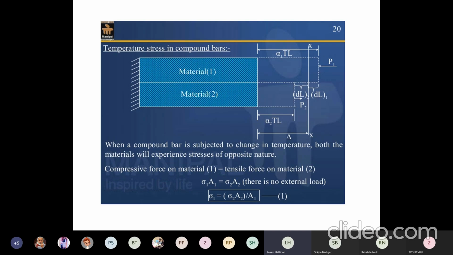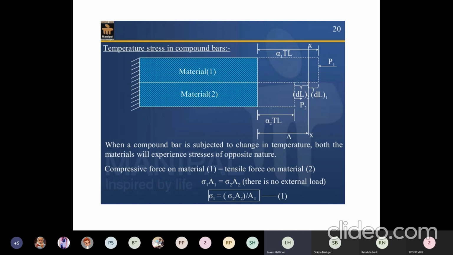As I said, when a compound bar is subjected to a change in temperature, both the materials will experience stresses of opposite nature. One is tensile, one is compressive. Next, compressive force on material 1 will be equal to tensile force on material 2. That's why I said P1 is equal to P2. Now, instead of taking P1 and P2, I'll convert the force into stress.